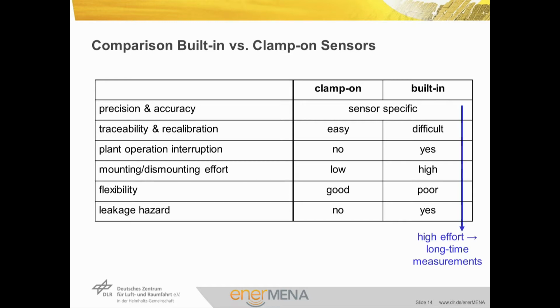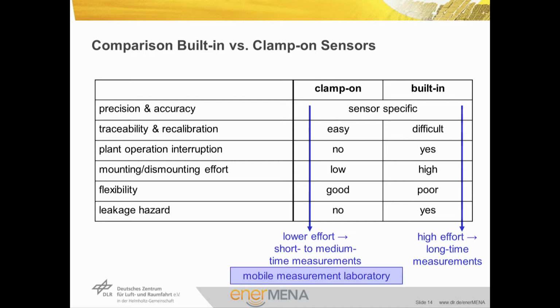Clamp-on sensors, in contrast, are only installed during the period of testing and can be calibrated before and afterwards. As they do not interfere with the HTF system, there is no leakage hazard and no plant interruption is required for mounting them. The overall mounting effort is low, and thus clamp-on sensors are particularly interesting for short to medium time measurements. Especially when an independent performance assessment is required, clamp-on measurements benefit from their standalone sensing and data acquisition concept. For this application, a mobile measurement laboratory has been conceived.